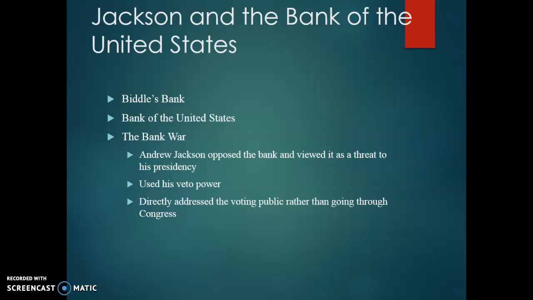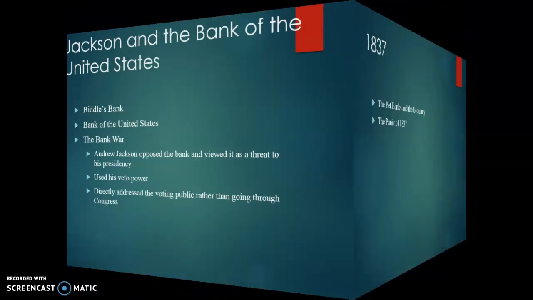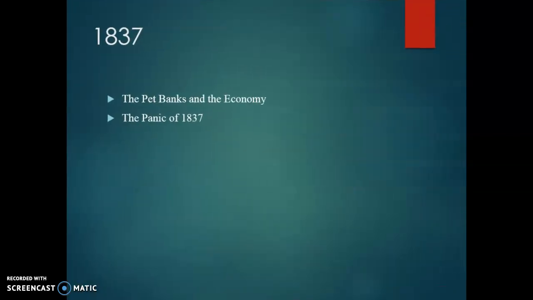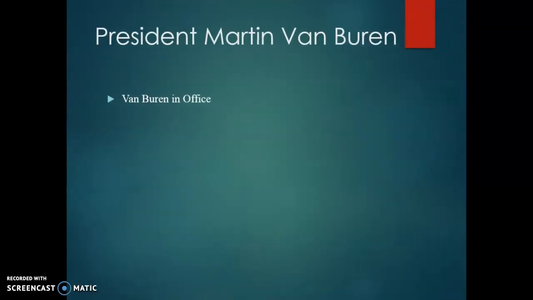But why is this important? This bank war, part of it is Jackson begins to use the veto power of the presidency, and he begins to try to go around Congress to get what he wants. This goes even further in the pet banks and the economy, the Panic of 1837. More economic troubles with speculation or just panics over the economy.